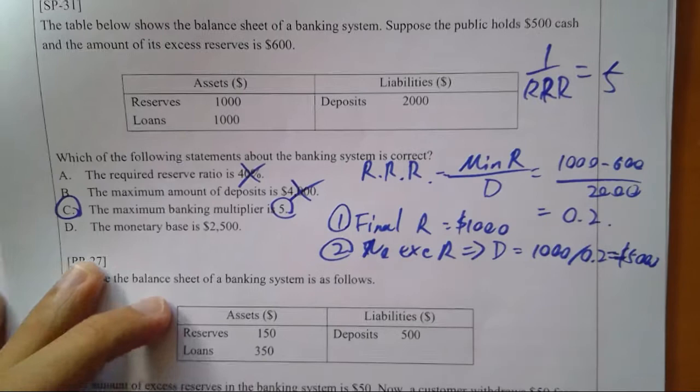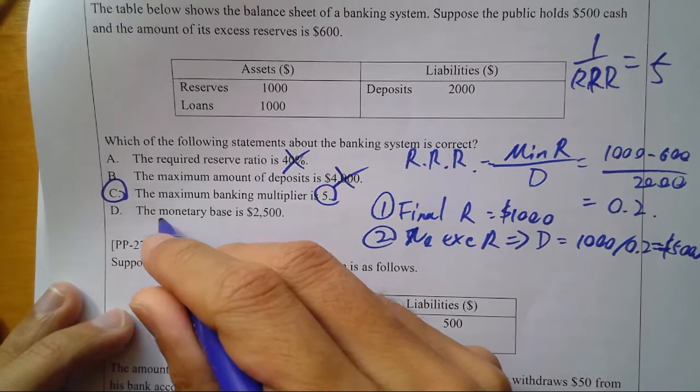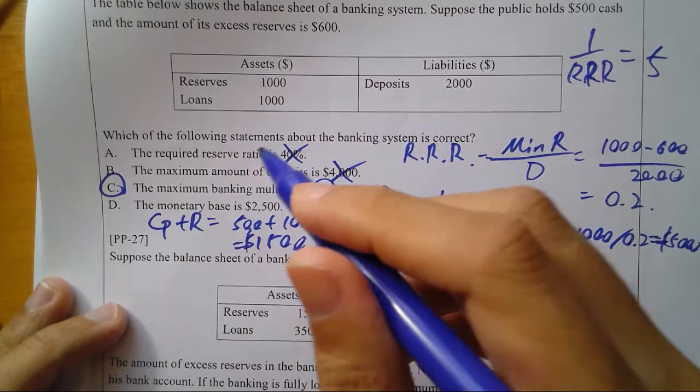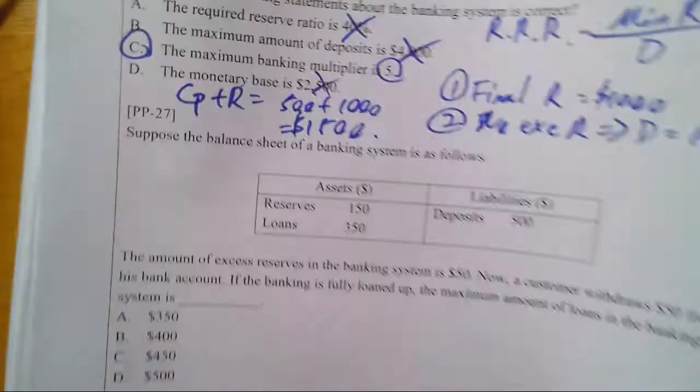Monetary base is this amount. Monetary base is what? CP plus R, right? 500 plus 1,000. It should be 1500. Right? 等等, 麻木。 Very easy. Next one, practice paper.